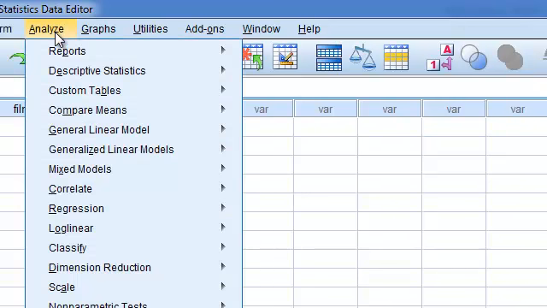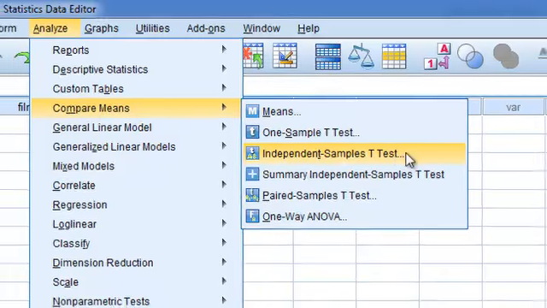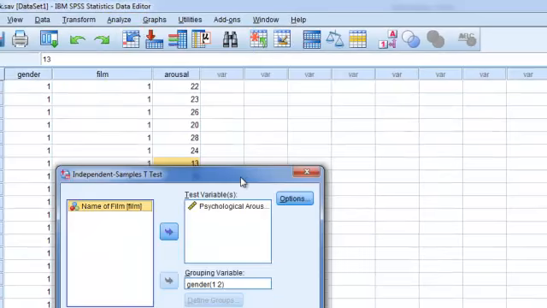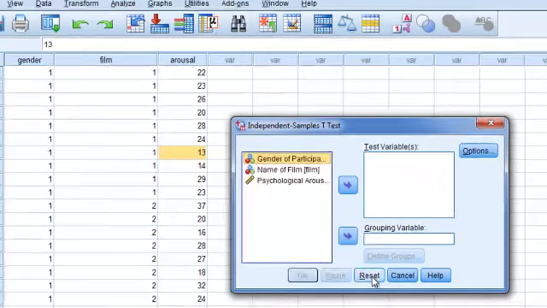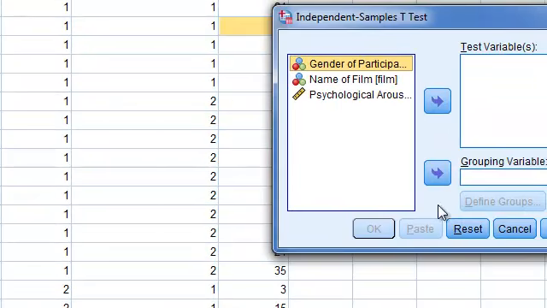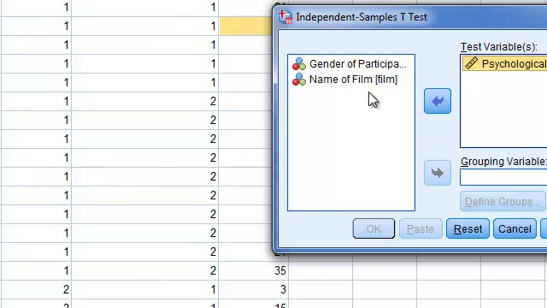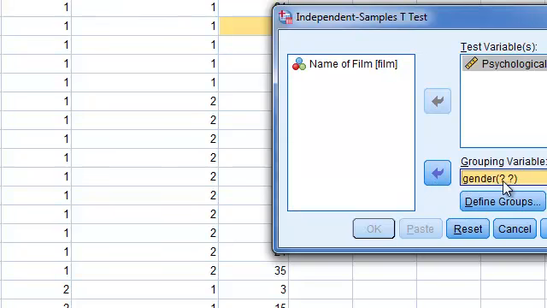To do our t-test: analyze, compare means, independent samples t-test. And again, I already ran this earlier, so I'm just going to reset that real quick. Your test variable is your dependent variable, so that's going to be our arousal. Grouping variable is going to be whatever your independent or quasi-independent variable is. That's gender. You have to define those levels, right?